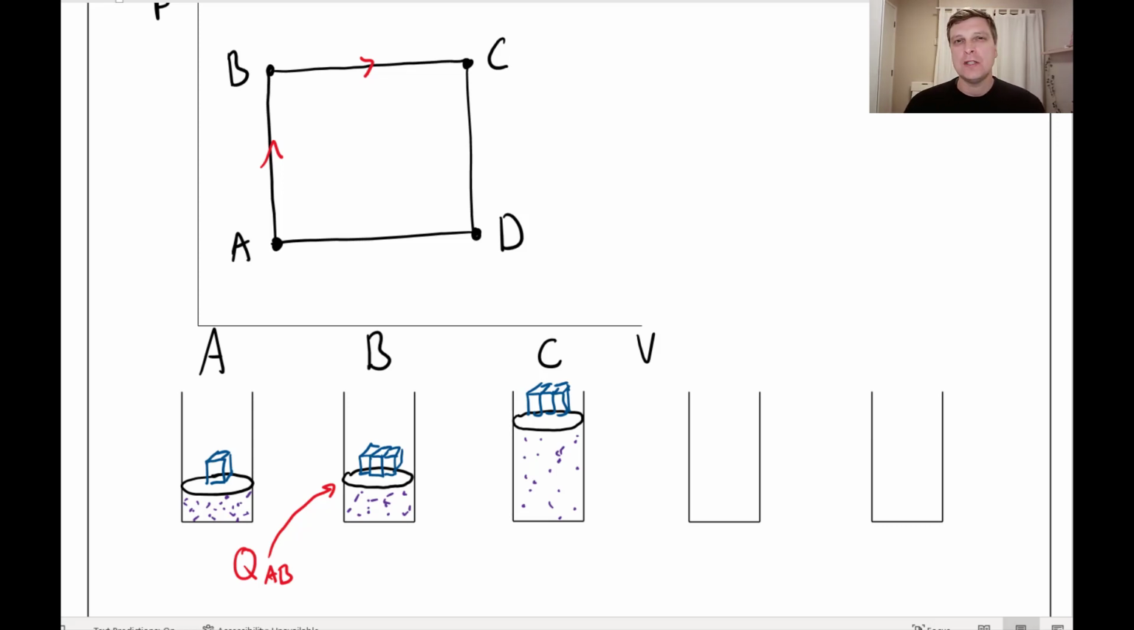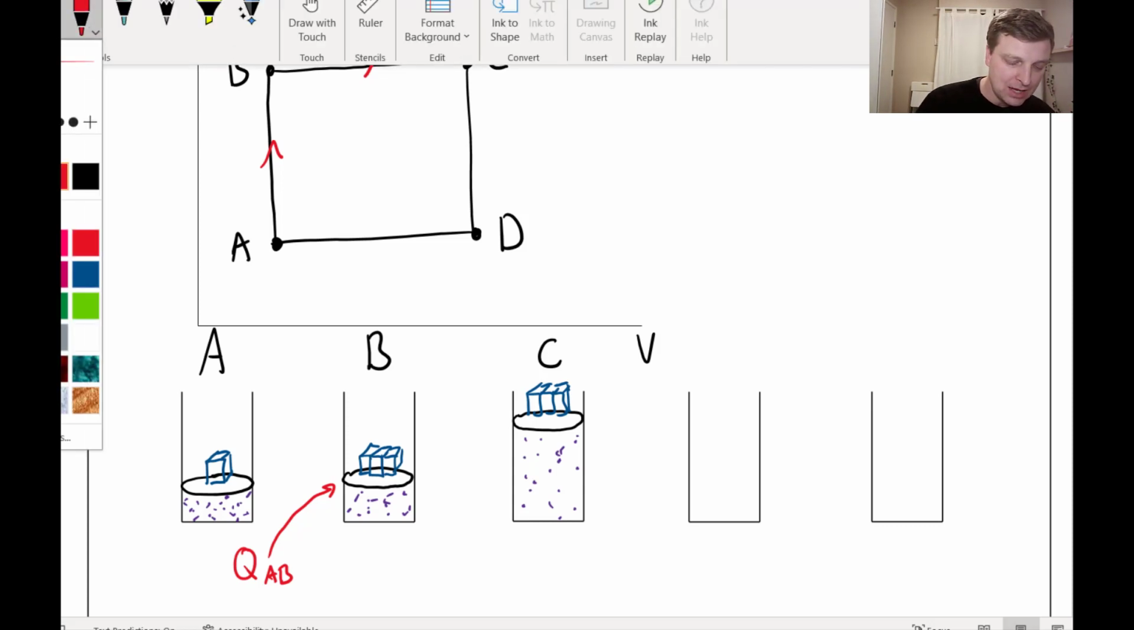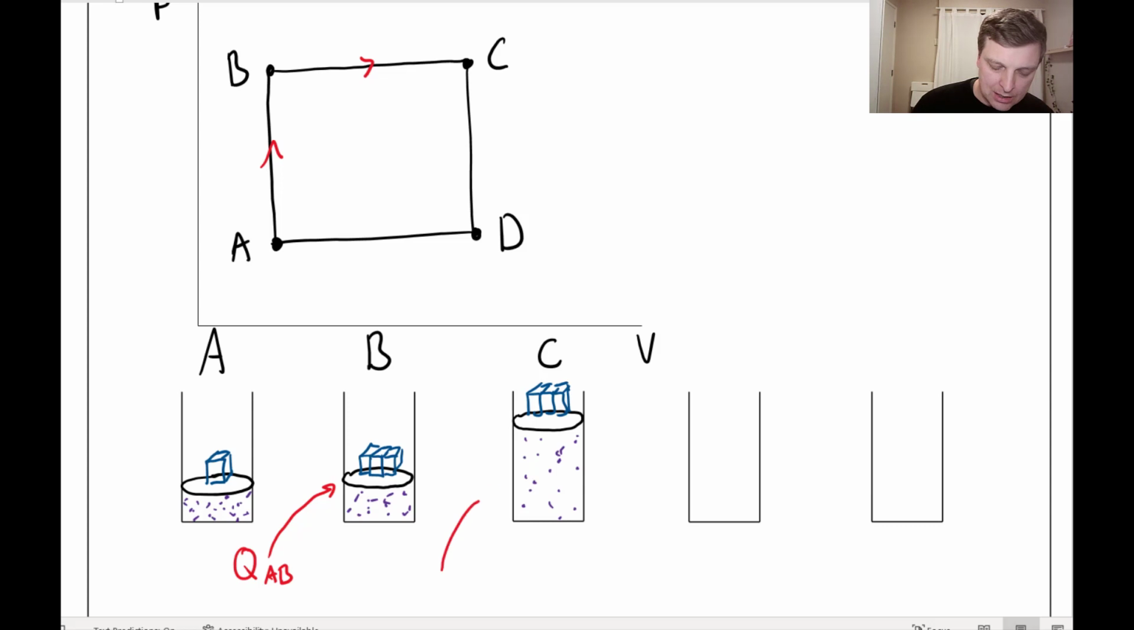Now, what must have happened here? Well, if I'm going to increase in volume but keep the pressure the same, I want to be able to push those boxes up. Again, in this case, I must have had heat that flowed into the system. So in this case, I've got a heat, and I'll call that QBC. So heat must have flowed into it. And now those blocks are up in the air.